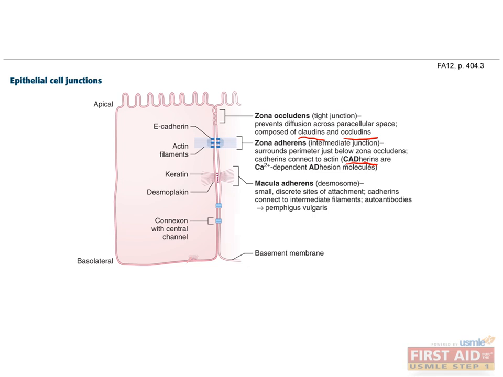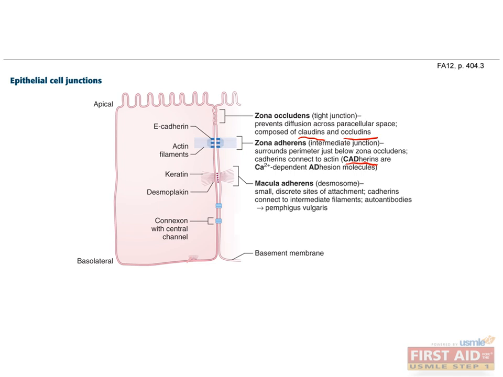Again, there's a function clue in the name. Desmo comes from the Greek word for bond. Anyway, unlike the junctions we discussed, these are literally small, discrete sites of attachment, much like a drop of glue. They utilize the same proteins, cadherins, but rather than attaching to intracellular actin, like intermediate junctions, they attach to intracellular intermediate filaments. And yes, we recognize this is confusing and maybe even a little backwards.